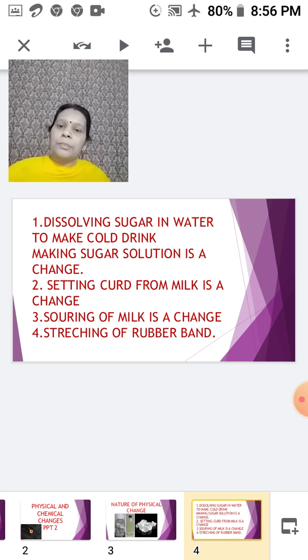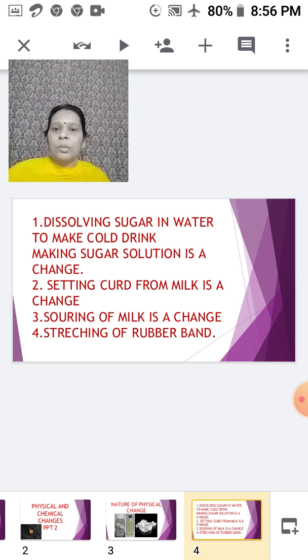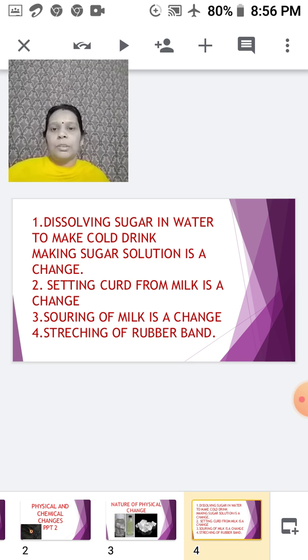Settling of the curd from the milk. Souring of the milk is a change. Stretching of the rubber band. So all these are also some of the changes which we came across, but yesterday we just studied the physical change. But here on the screen you can see some of the changes are chemical changes also, such as settling of the curd from the milk, souring of the milk.